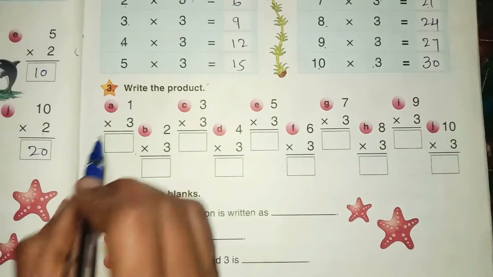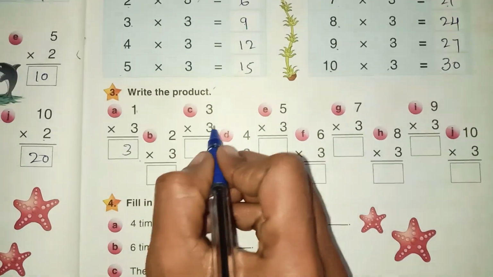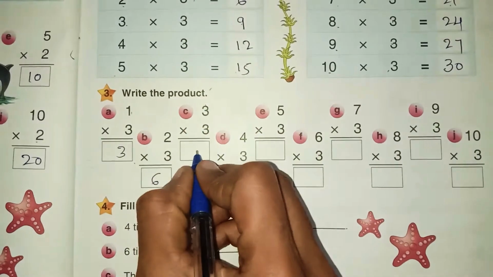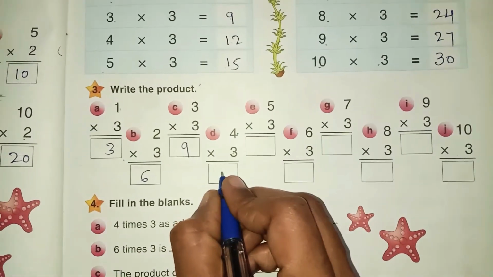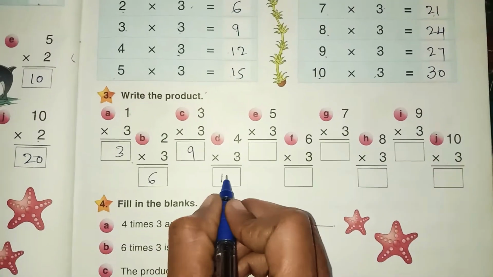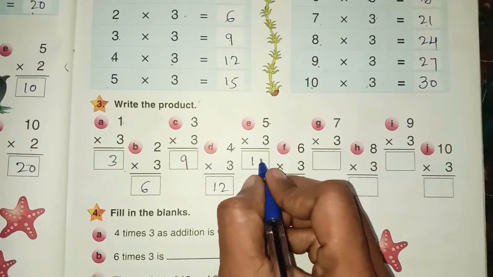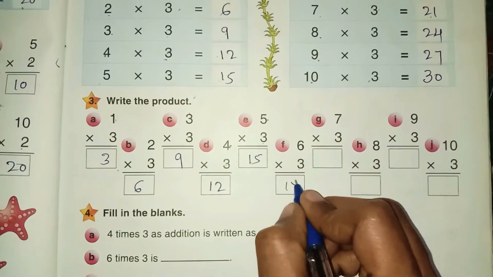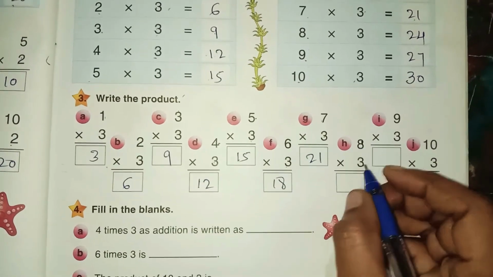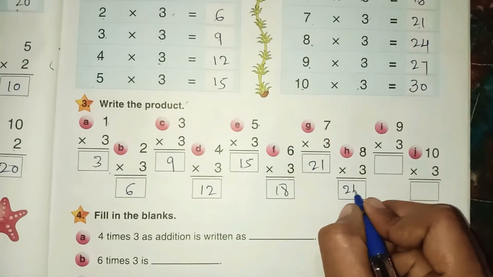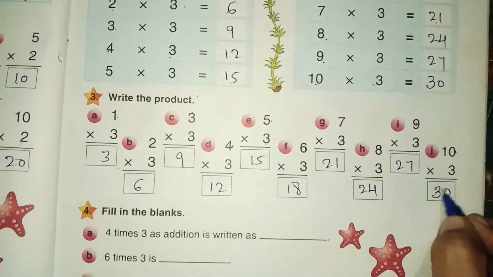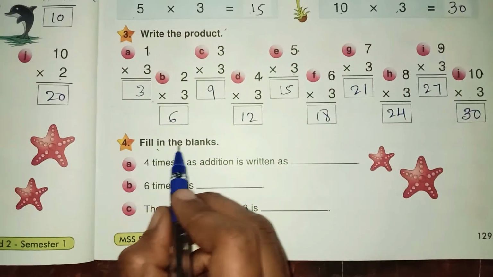Write the product. 3 into 1, 3. 3 into 2, 6. 3 into 3, 9. 3 into 4, 12. 3 into 5, 15. 3 into 6, 18. 3 into 7, 21. 3 into 8, 24. 3 into 9, 27. 3 into 10, 30. Okay, next, fill in the blanks.